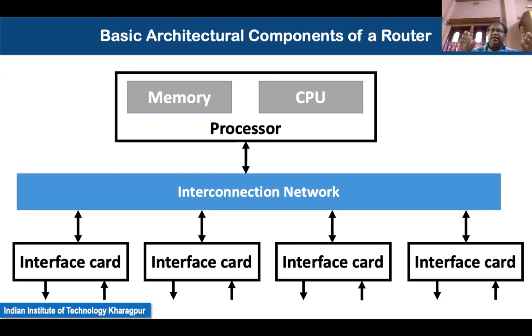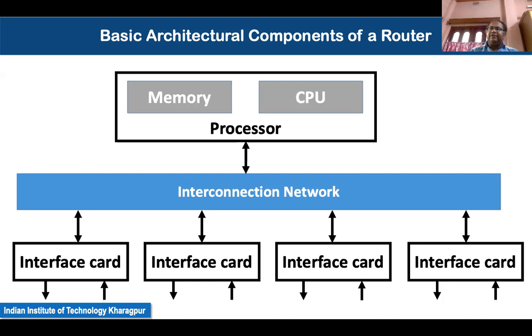Now, this routing processor is a dedicated processor which is built to do the routing task. The routing processor has a memory as well as a CPU. The CPU is used for many purposes. One is to do the route lookup, and another is to run the routing protocol in the router. Whether you are going to run distance vector routing or link state routing, the corresponding routing protocol is executed on top of this routing processor. So through this routing processor, we are doing all the processing activities of the router.